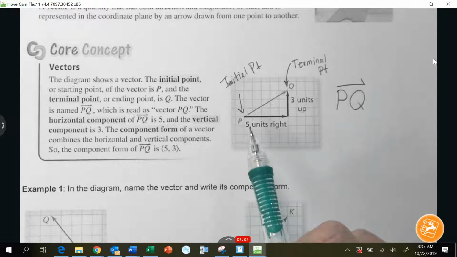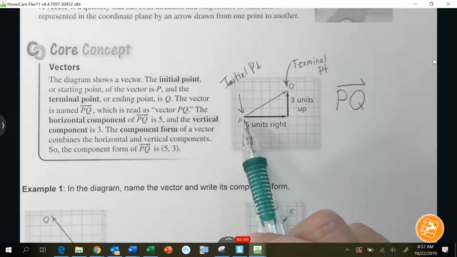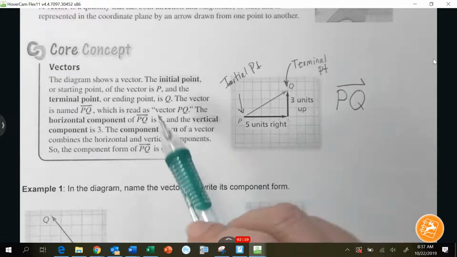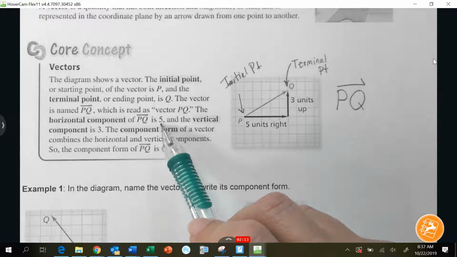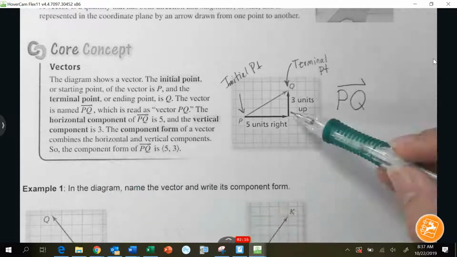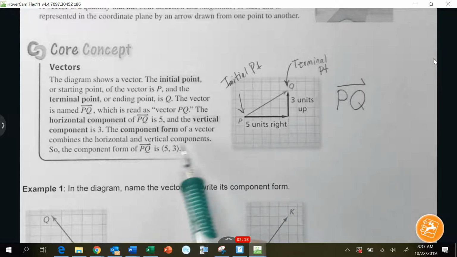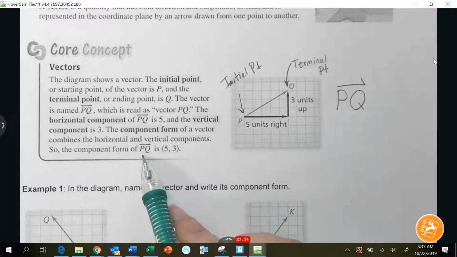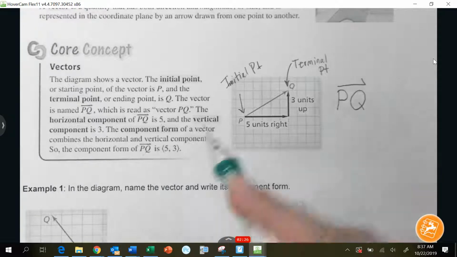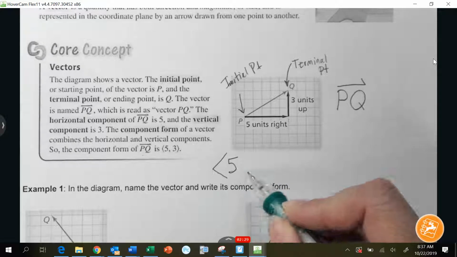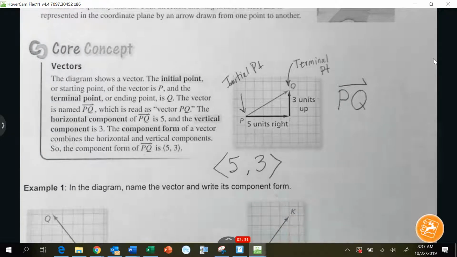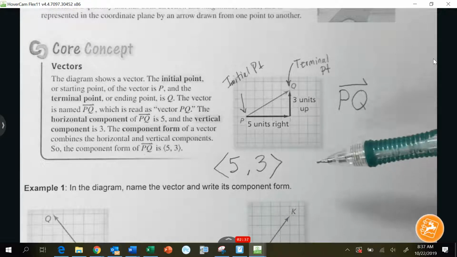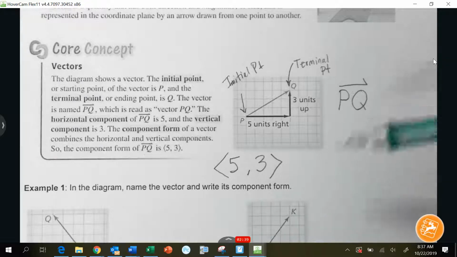The horizontal component is how far does it go, right to left, left to right? It goes 5 units to the right. They say the horizontal component is 5, and the vertical component is 3, because we're going 3 up. And then the component form combines the horizontal and vertical components. So the component form of vector PQ is, we use a chevron, ⟨5, 3⟩, with another chevron. So it is not an ordered pair. It is a vector that tells you direction and magnitude.